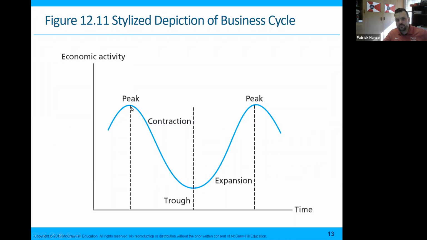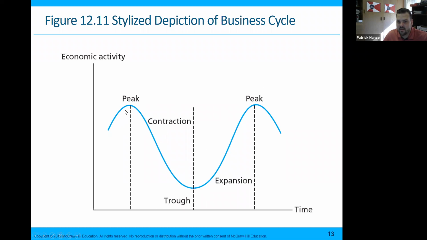So here's where we're in expansion. As we start to head down, it's a contraction. And then we have the trough, the low point of generally a recession or something along those lines. And then we have the expansion, we're coming back up. And this is what the economy does all the time.